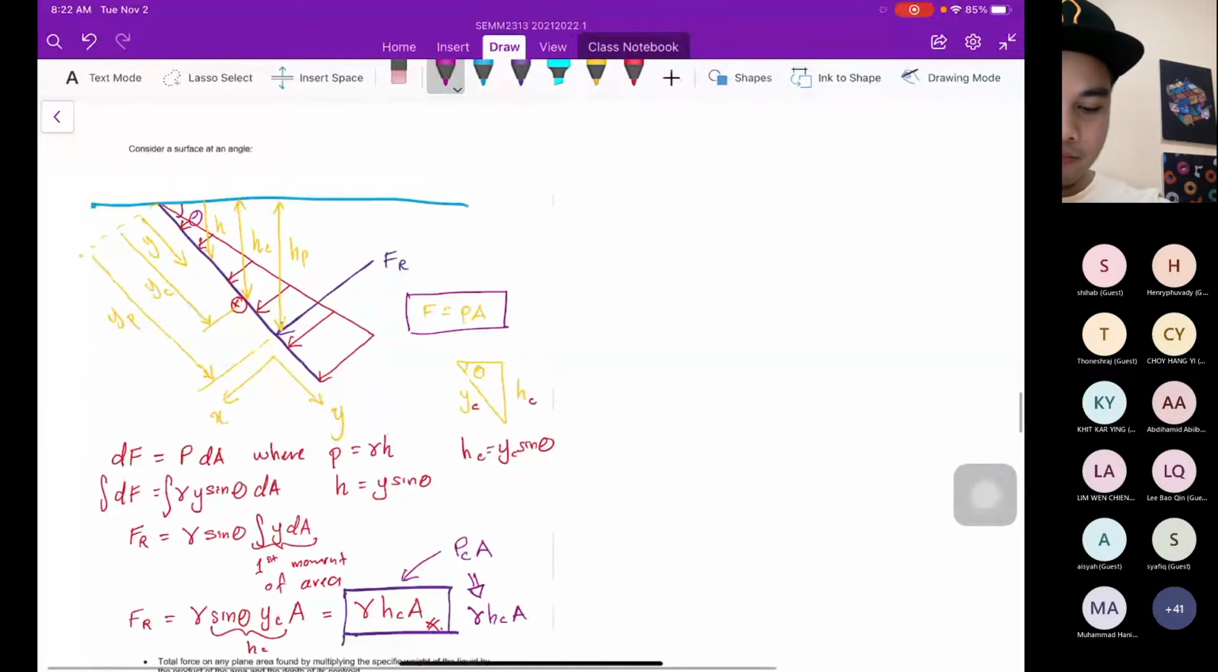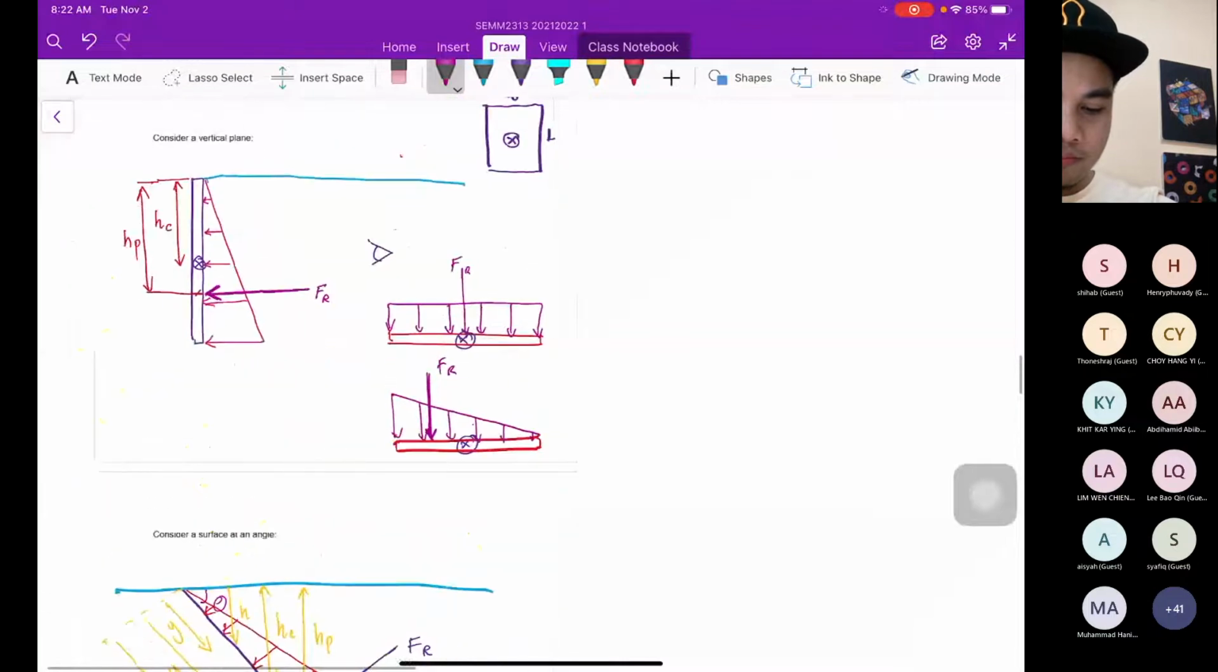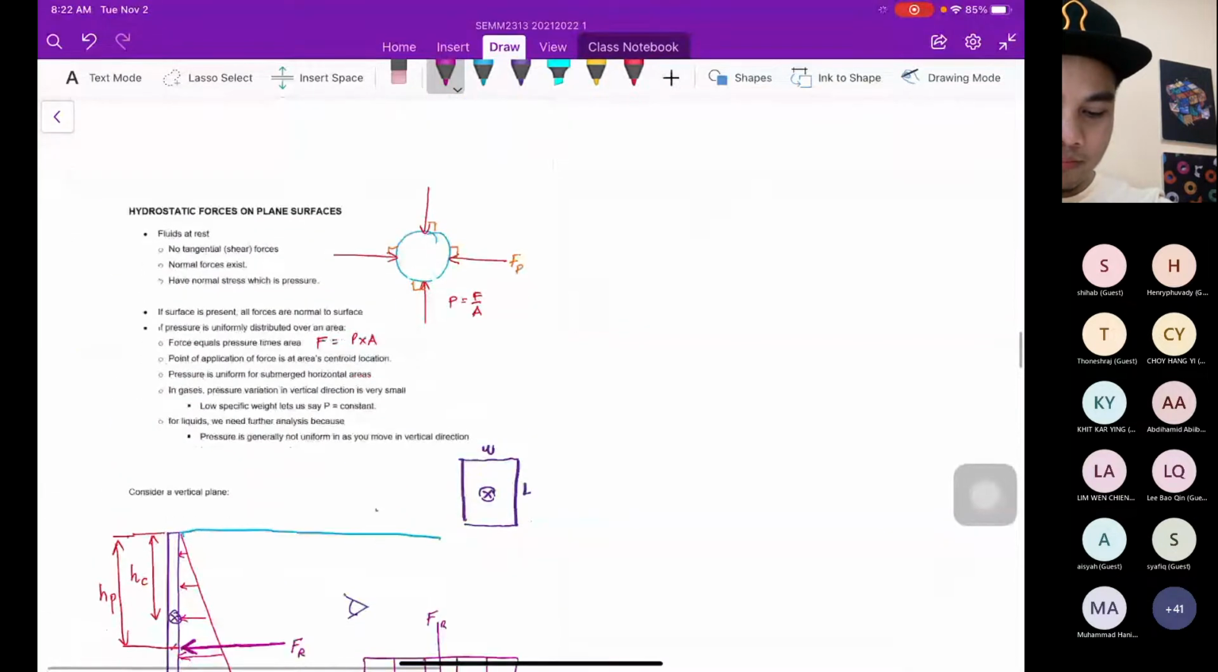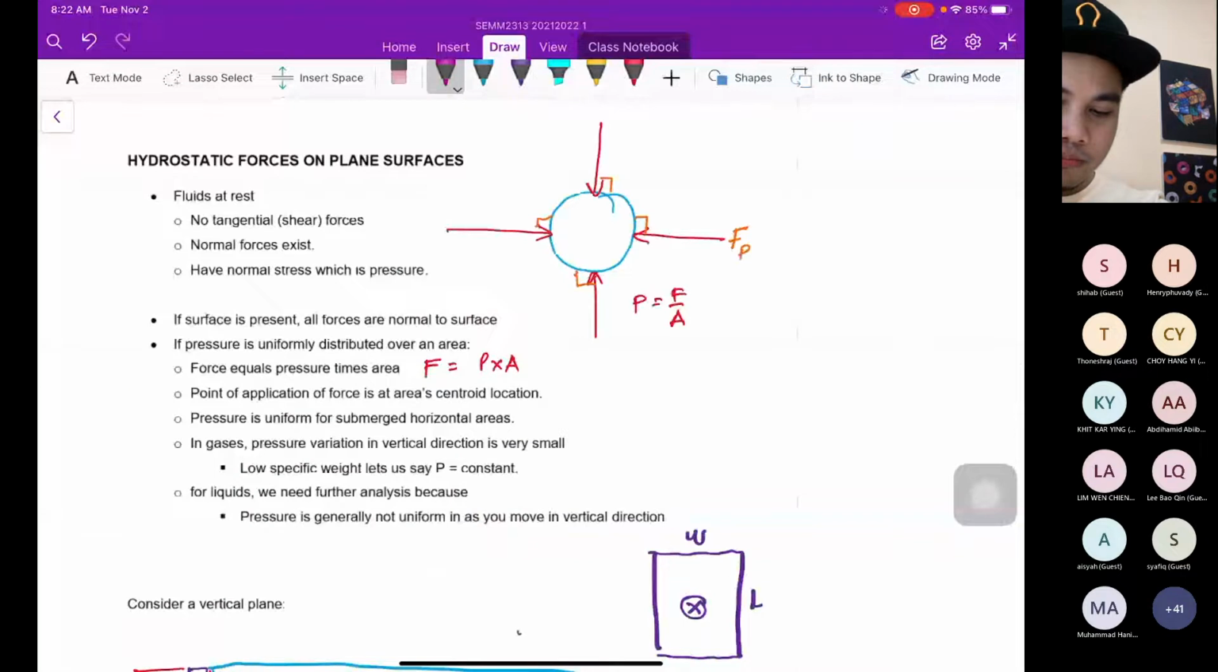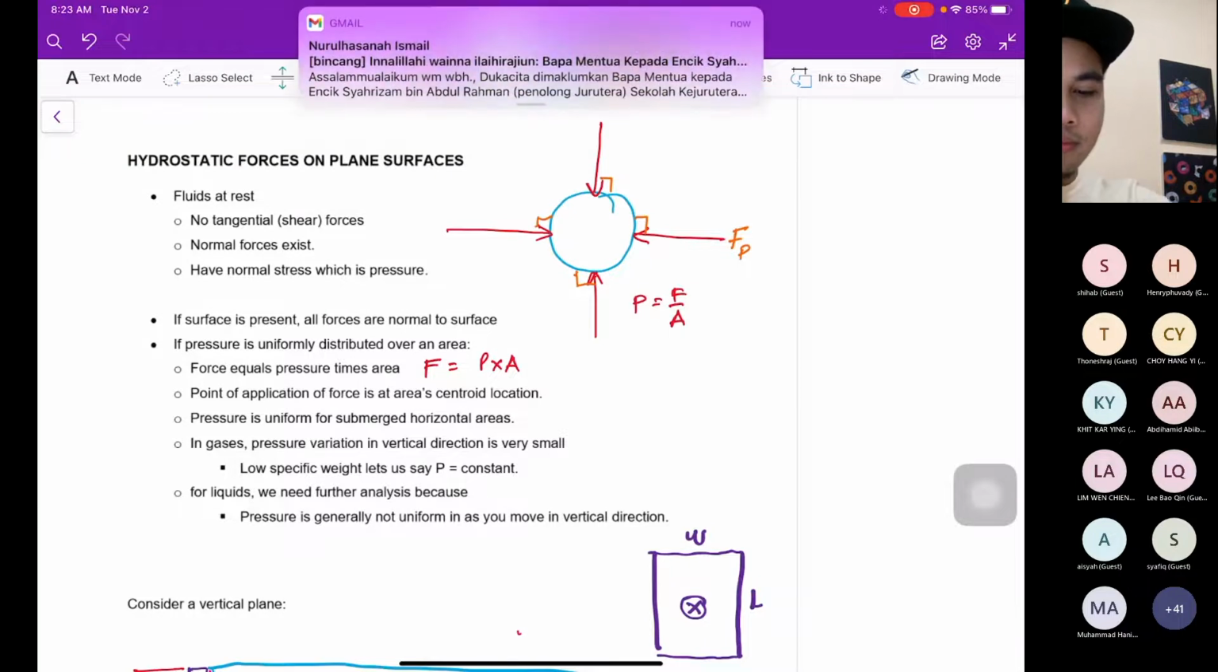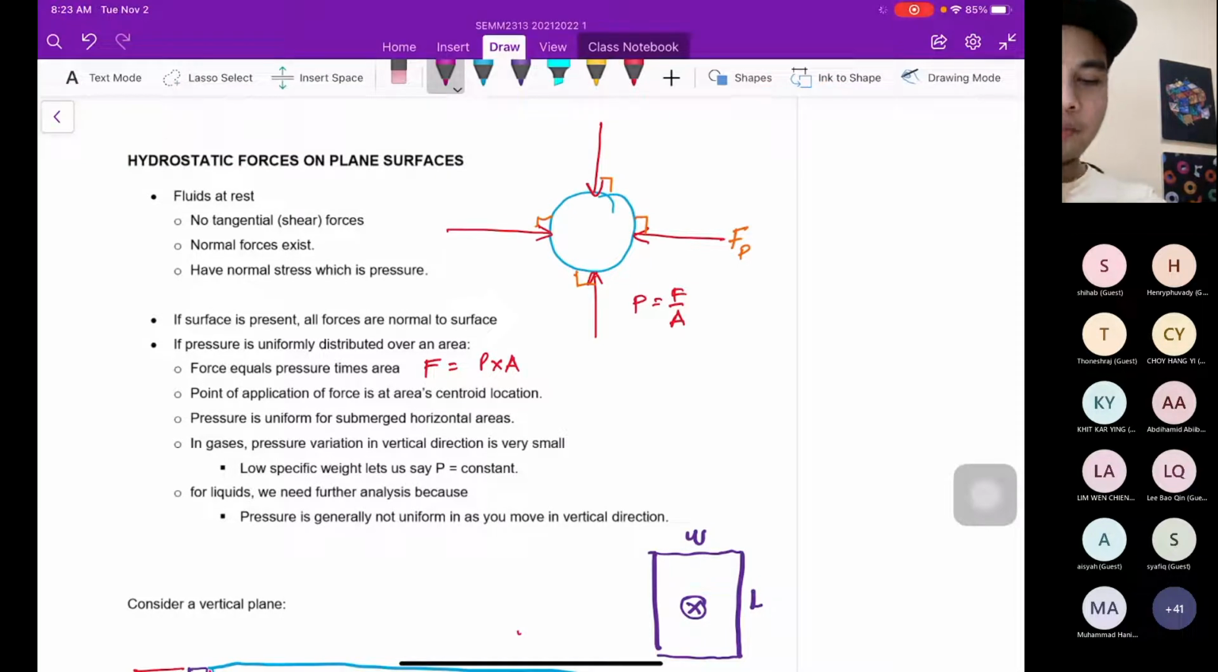Yes, doktor. And also the one yang ada note saya atas tu kan, doktor, yang cakap pressure is uniform for submerged horizontal area. So, maksudnya dia, apa yang dia cuba nak cakap is that for horizontal part, kalau kata kita lukis plane, the pressure is uniform for every part. Kalau vertical, dia akan change lah. Yes, correct. And the words for in gases tu, maksudnya macam mana, doktor?